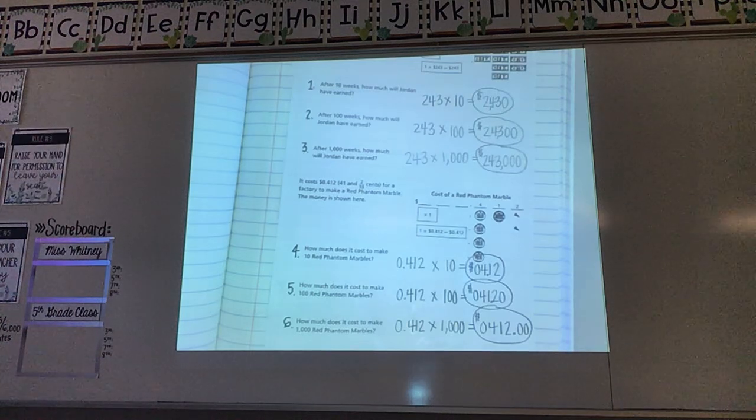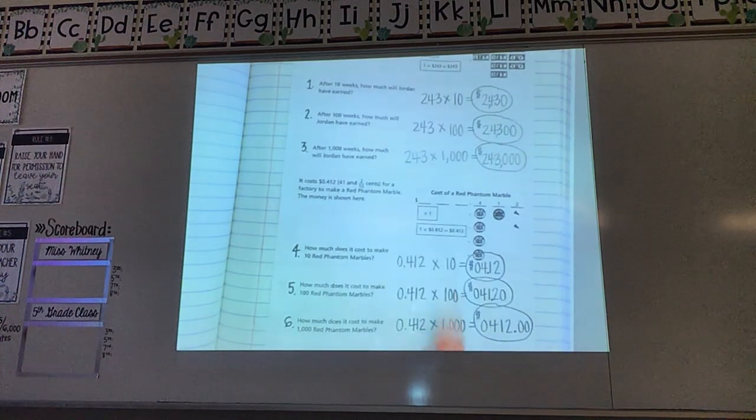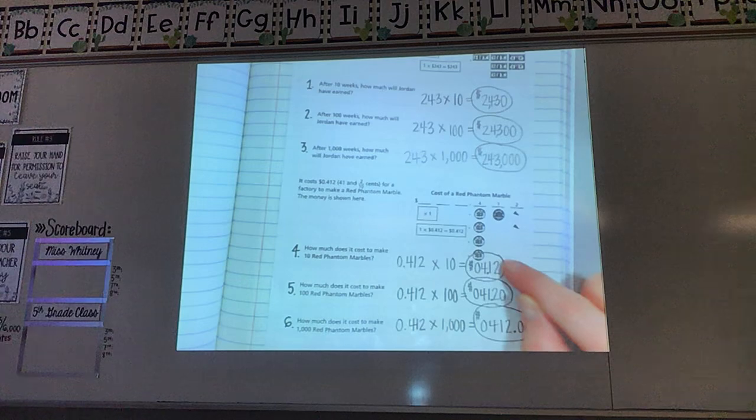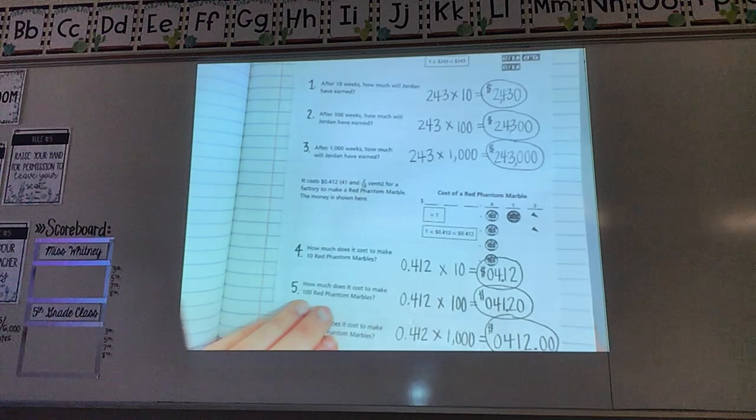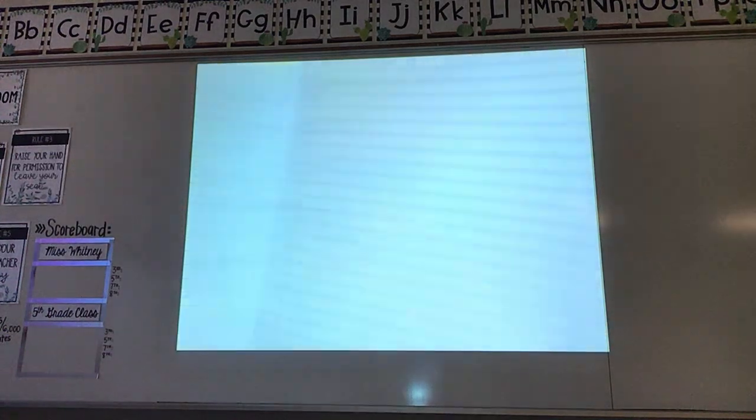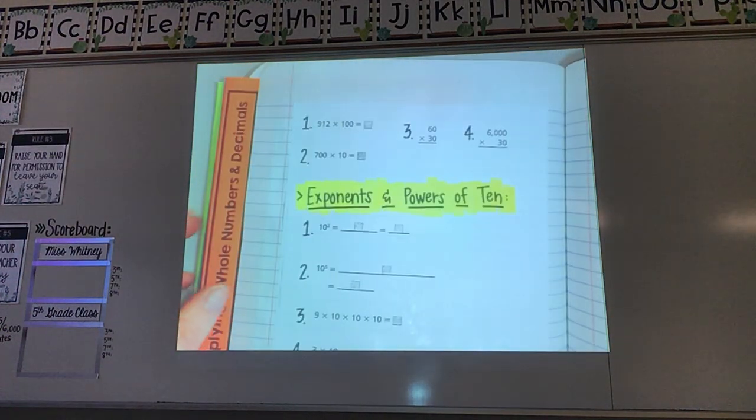$412. So I use the same trick with decimals, but instead of adding zeros to the back of the numbers, I just move my decimal point that many spots backwards. And we'll keep practicing with that as we go throughout this unit. All right, we have a little bit more to look at for today too, so I'm going to flip back here. Let's do a little quick practice of what we were just working on.